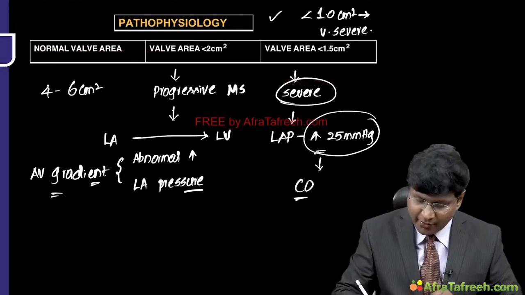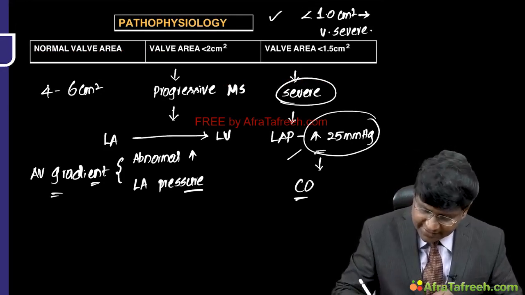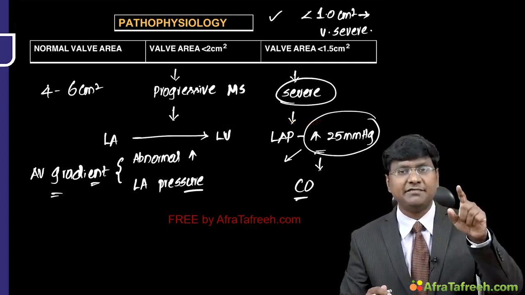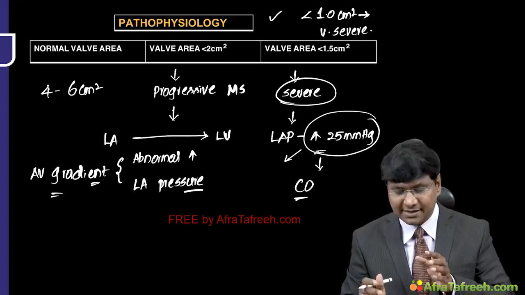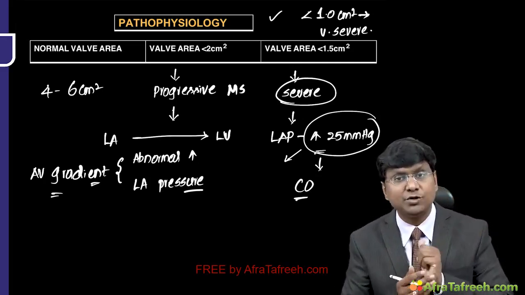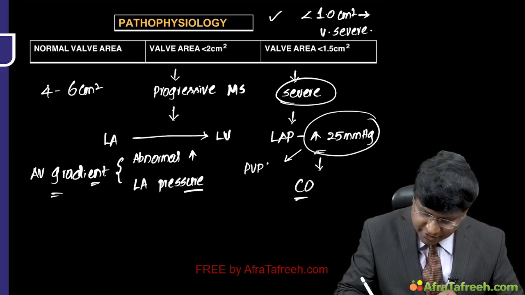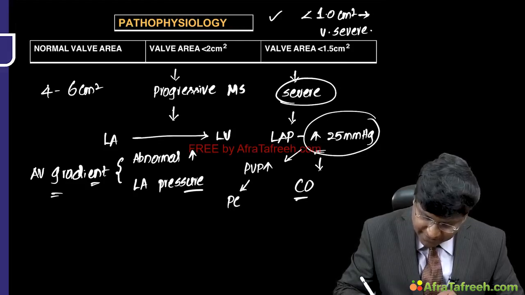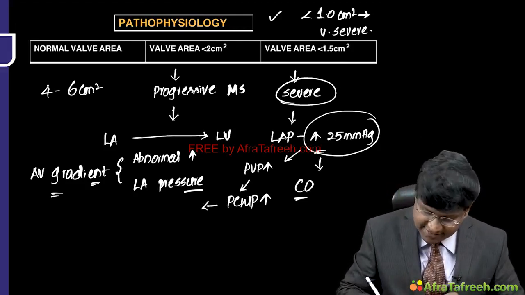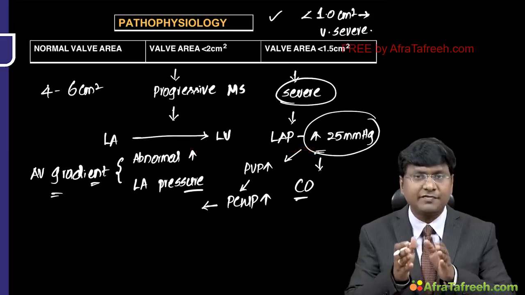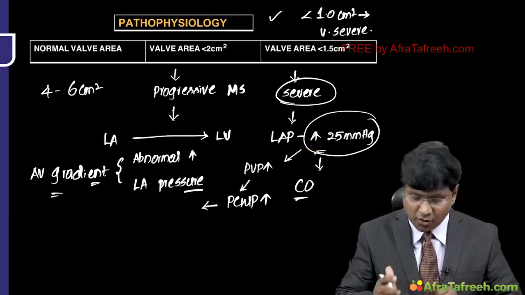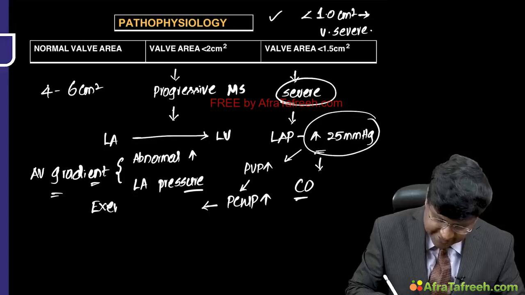But the problem is that when the left atrial pressure is elevated to 25 millimeters of mercury, between the left atrium and pulmonary veins, you don't have any valves. So thereby, this 25 millimeters of mercury pressure which is elevated in left atrium will be reflected back into the pulmonary veins. So pulmonary venous pressure will be elevated, and subsequently your pulmonary capillary wedge pressure also will be elevated. And now, once the pulmonary capillary wedge pressure is elevated, the fluid from the pulmonary capillaries will enter into the interstitium of the lung, causing pulmonary edema, and that will contribute to the development of the exertional dyspnea.